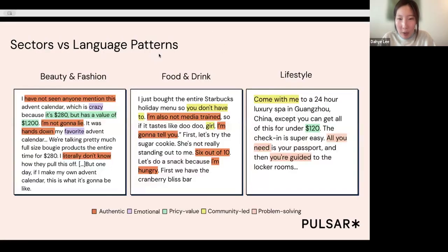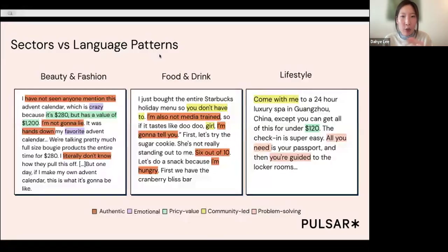And then for food and drink, the patterns shift heavily towards community-led and then hyper-authentic cues. Like "I tried this" and "you don't have to type" is captured a lot. And then they are tied with authentic markers, like "I'm not media trained, so if it tastes bad, I'm gonna tell you." It's very raw, unfiltered, and highly relatable.